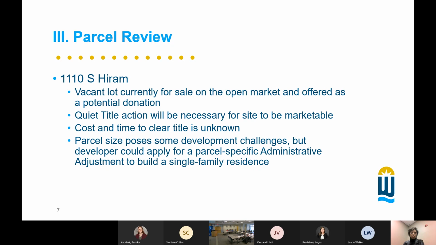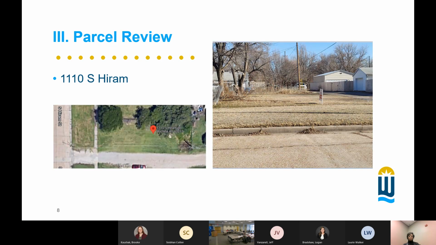Both real estate and our staff analysis show that the parcel size could pose some challenges for development. Now, real estate found that the developer could apply for a parcel-specific administrative adjustment, and it could be adequate for a single-family residence, but that would not be known until that application was actually submitted. I'm going to go to the next slide, which has a photo that one of our staff members took, as well as the map.